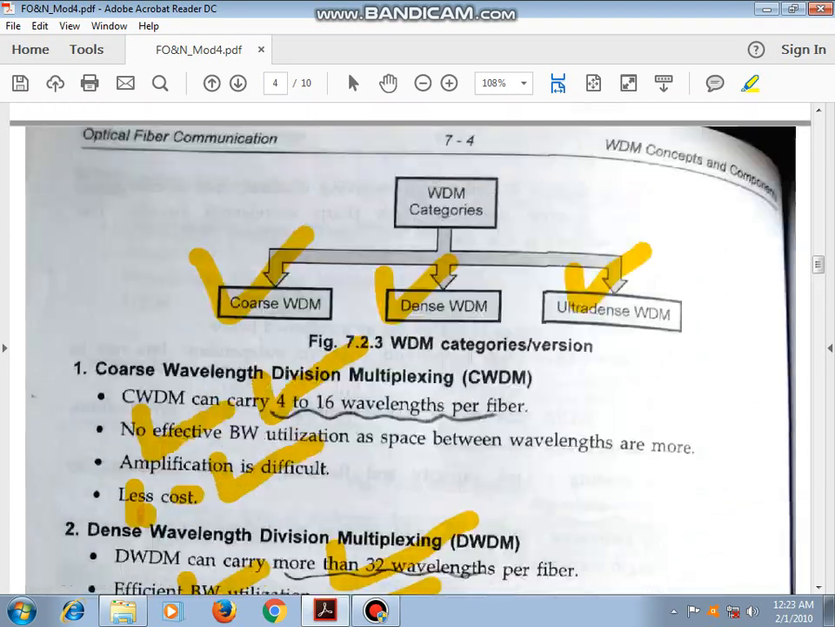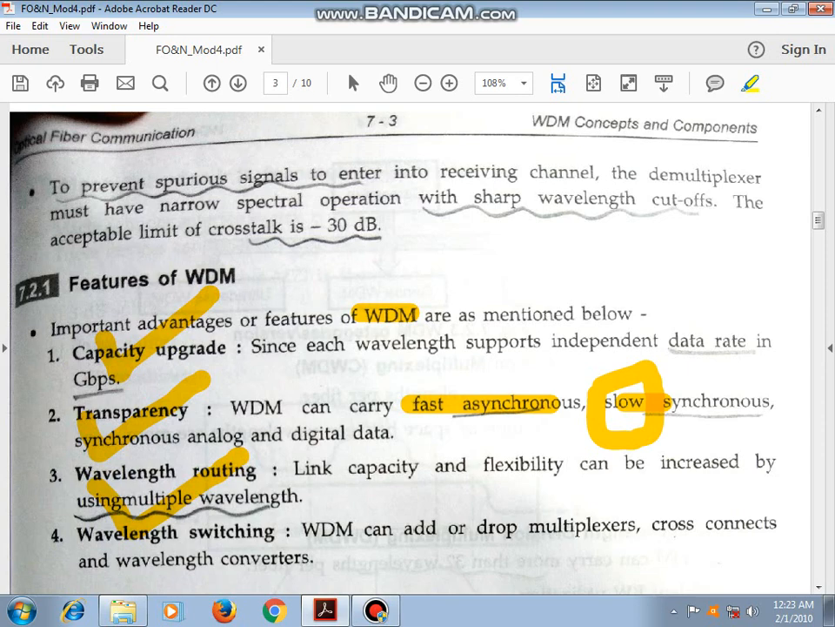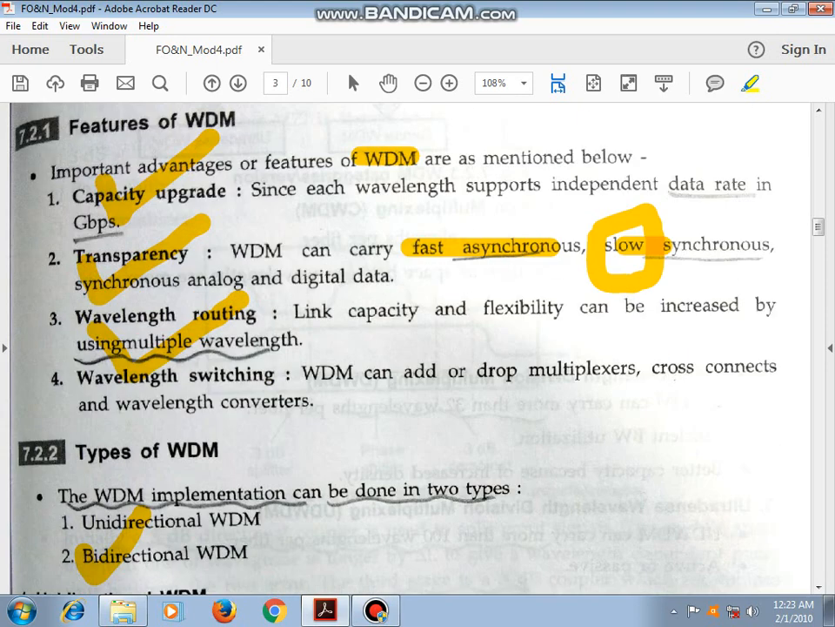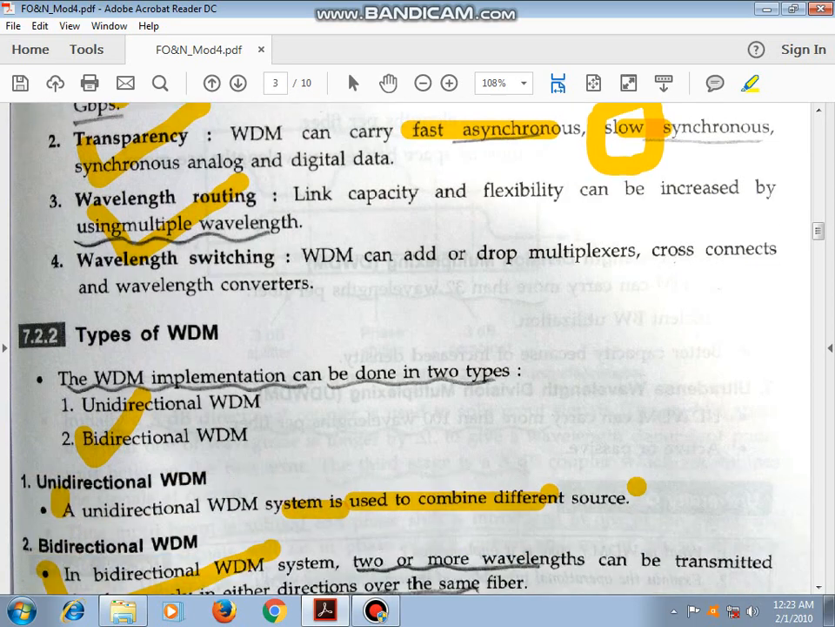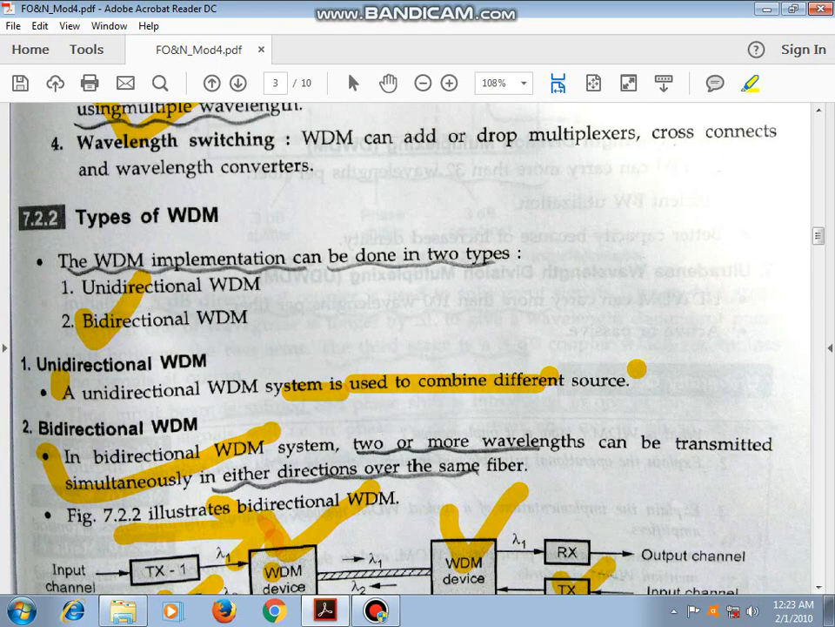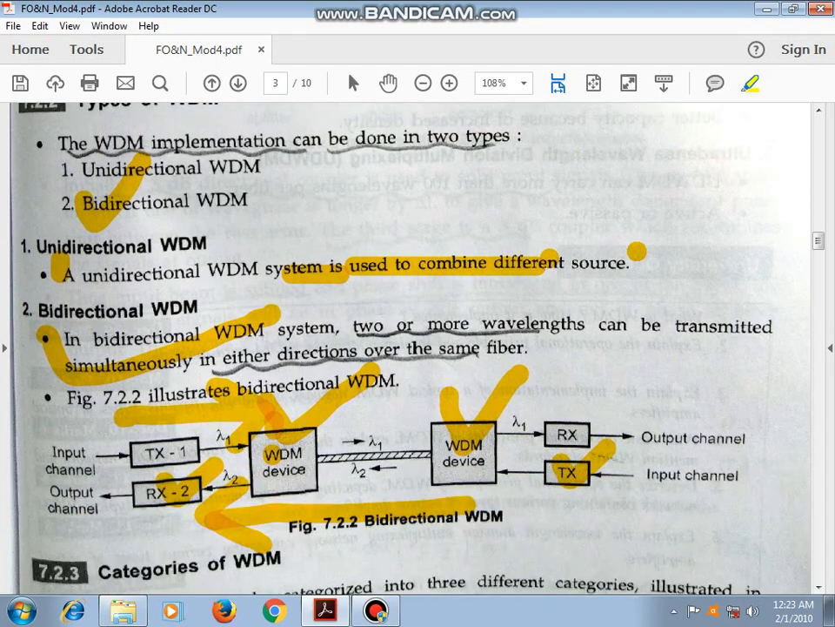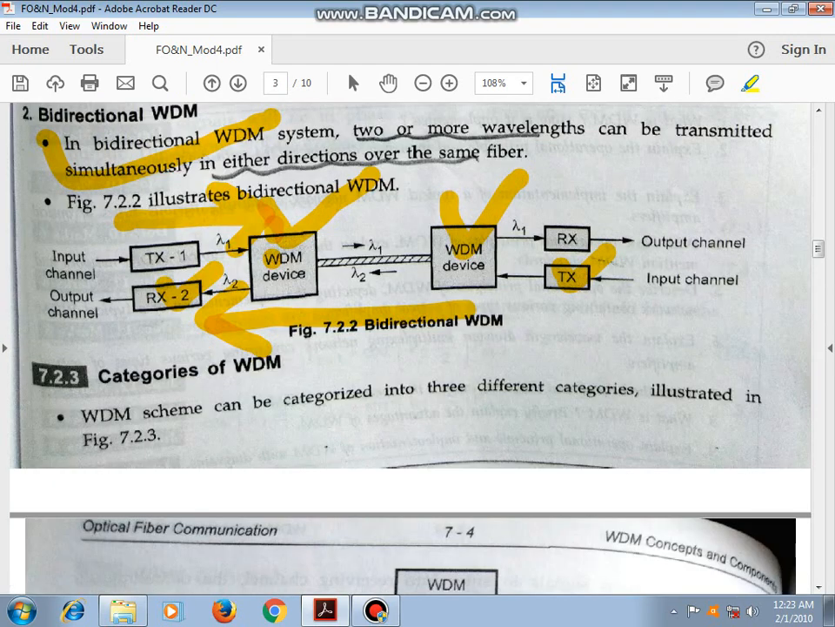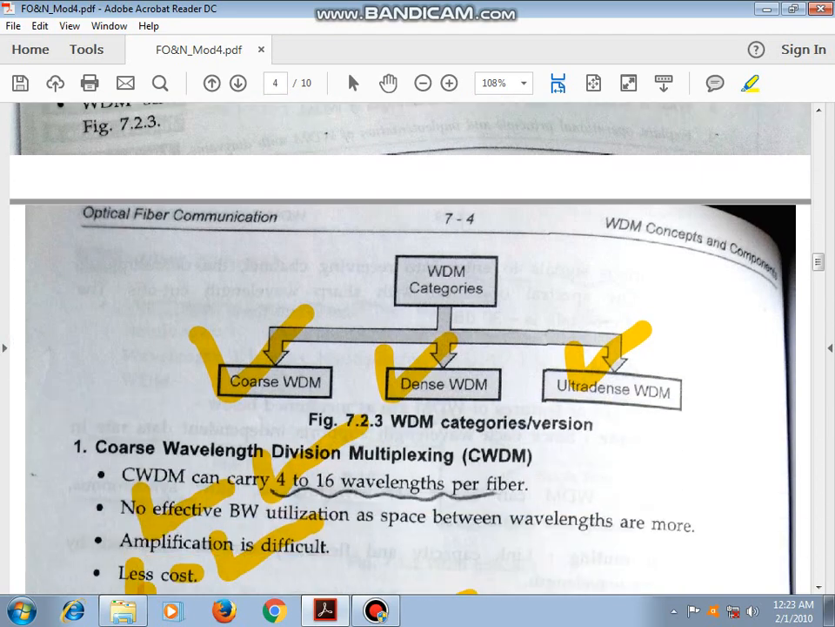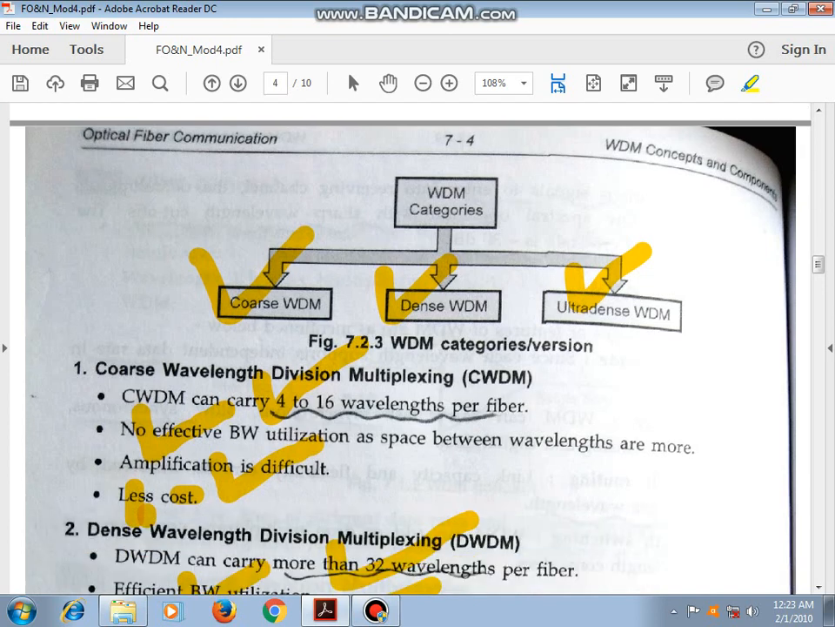In this clip, what we have discussed? We have discussed the features of WDM. We have mainly 4 features. Next we discussed the types of WDM: unidirectional WDM and bidirectional WDM. We have discussed these 2 types. Next we have classified WDM into 3 categories: coarse WDM, dense WDM and ultra dense WDM. It is called coarse, dense and ultra dense based on how many users it is supporting.